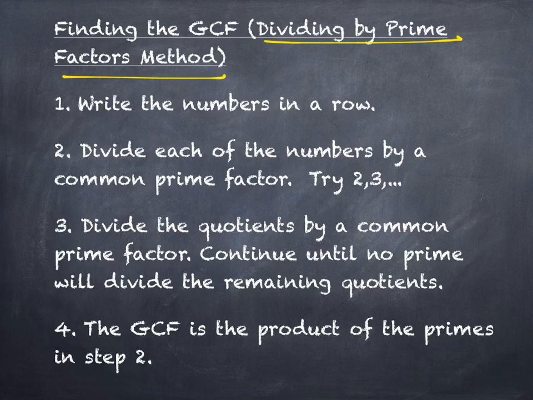You don't have to go in order necessarily. But you're looking to see what prime numbers will divide both of them. Okay? So if you notice they're both divisible by 5 and you want to start there, that's great. You can start there. And then you divide those numbers by that value, and then you look at the quotients. That means the result of the division.